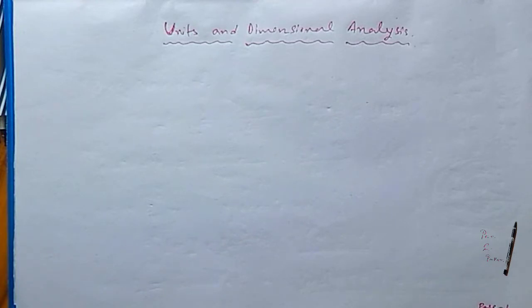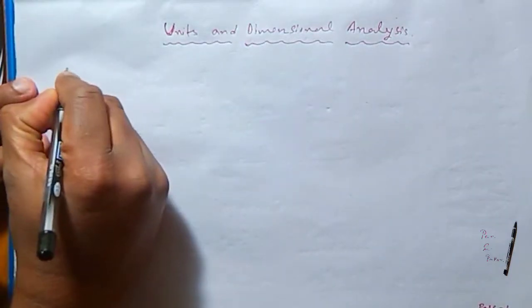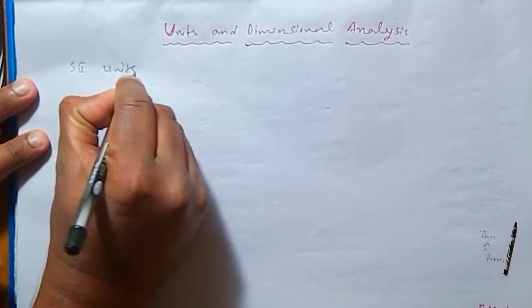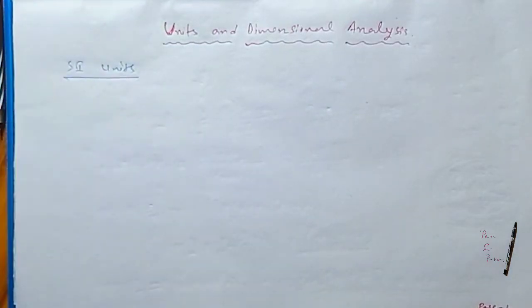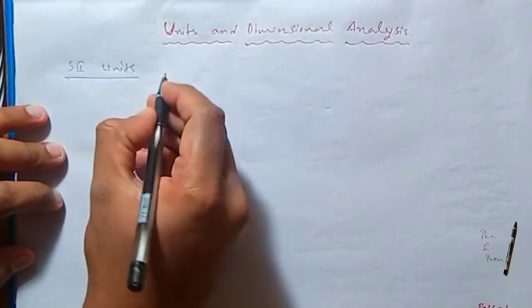Today I am going to discuss units and dimension analysis. Now, the basic system of units used throughout science and technology today is the internationally accepted system, the International System, SI units, which have 7 base quantities.